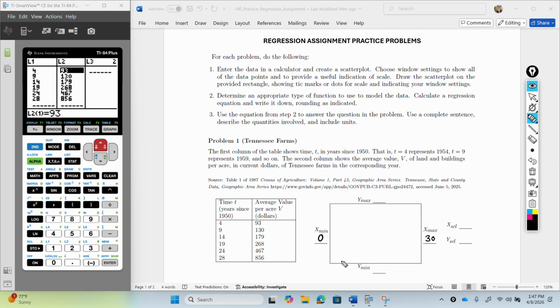Because I have to supply these grid marks here, I don't want them to be really close together like that. We do not want that. And I don't want them to be spread too far apart. You know, something like that. So first of all, I'm just going to take that from 0 to 30.